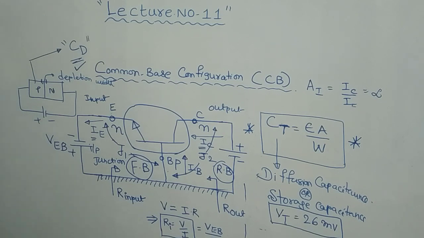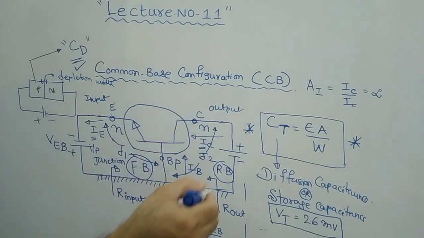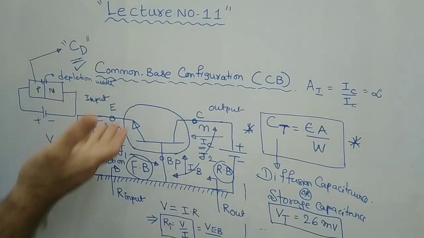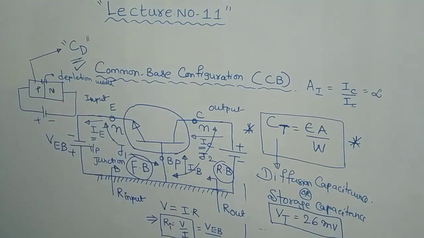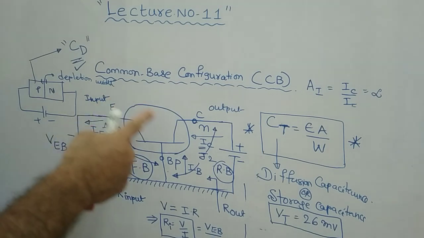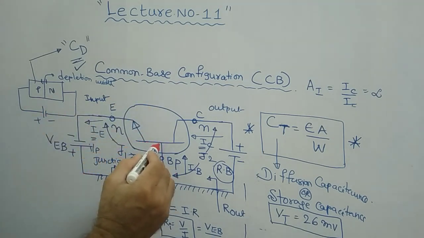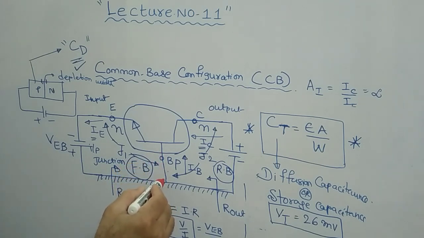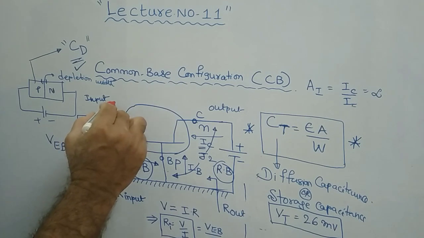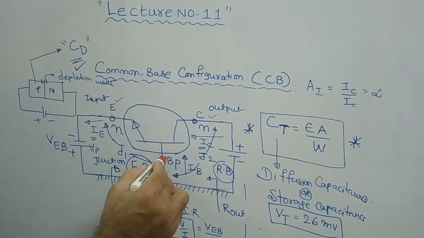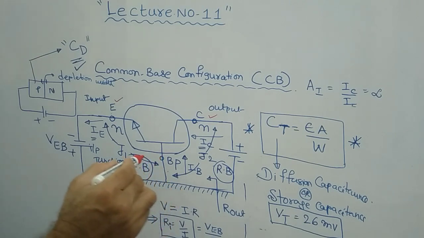This is the continuation of the previous lecture itself, right? This is a common base configuration. This is a circuit of a common base configuration. Basically, if you see, the base terminal is kept common with respect to the remaining two terminals, that is the emitter terminal and then the collector terminal. This is the base terminal, right?